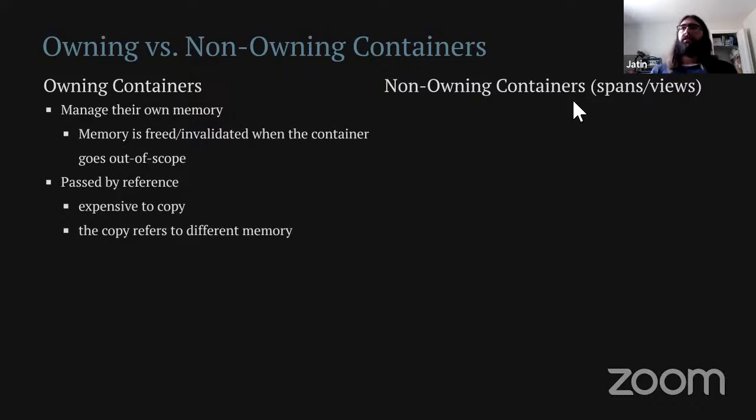Typically, if you need to pass an owning container to a function, you're going to pass it by reference because most of the time these containers can be expensive to copy. And when you make a copy, the copy is going to refer to some different memory than the original. So if the idea is that, oh, I'll pass my container into this function, and then the function will modify the stuff inside the container, that doesn't really work if your copy refers to a totally different chunk of memory.